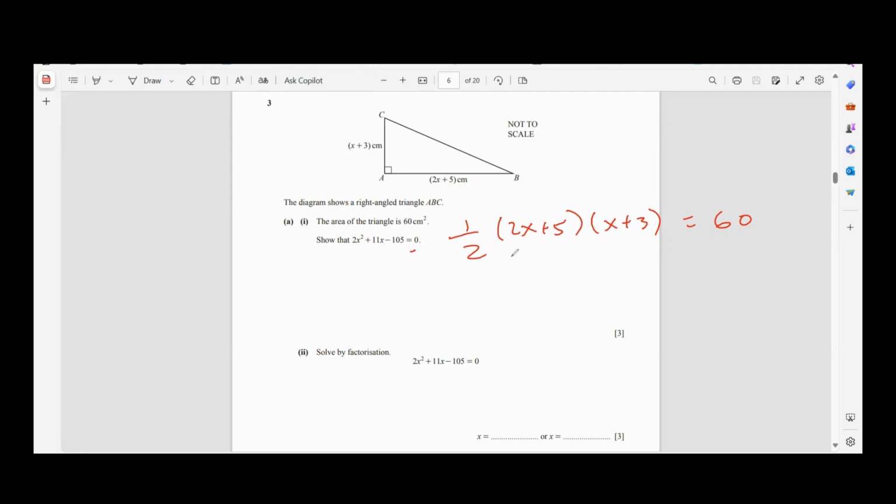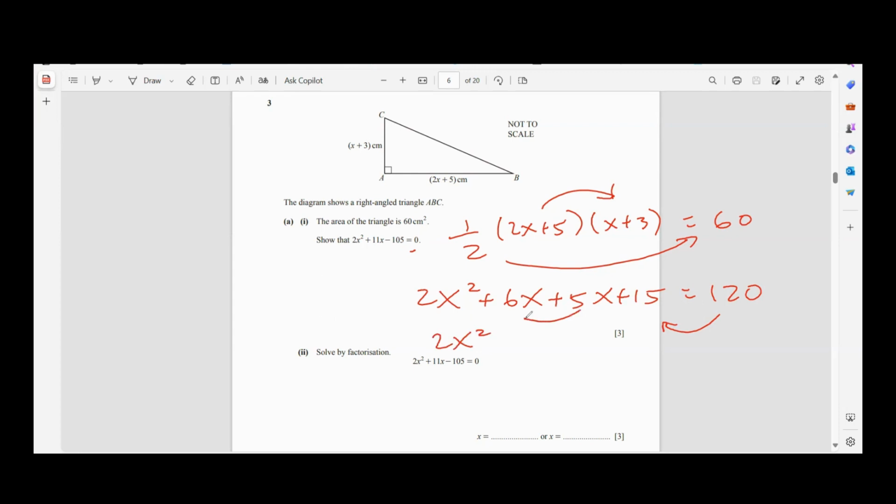So, okay, the 2, I will just move it, times it there. And then this, I will expand it. So we got 2x squared plus 6x plus 5x plus 15 equals, this is 120. And then 120, I move it there. So here I will get 2x squared plus 11x, and 120 moves over to become minus 120, so it becomes minus 105 equals 0. So it's proven.